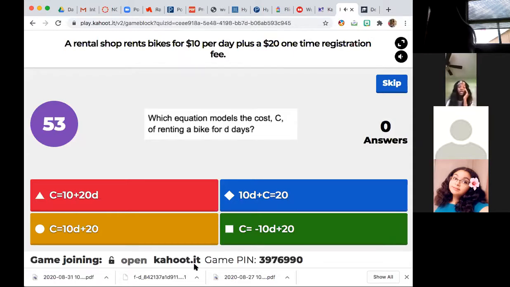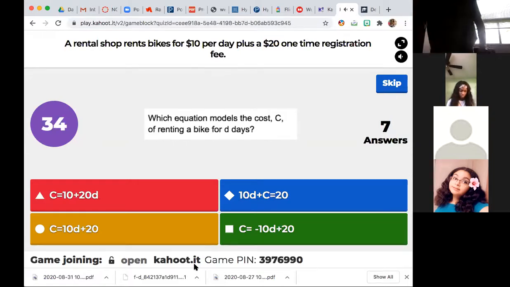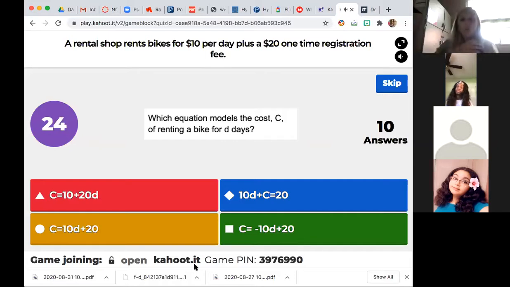For $10 per day plus $20 one time. You're just picking the right equation for the word problem. I hope you got it right. We just did this one when we went over the homework. I just changed the numbers. So which equation models the cost C of renting a bike for D days?